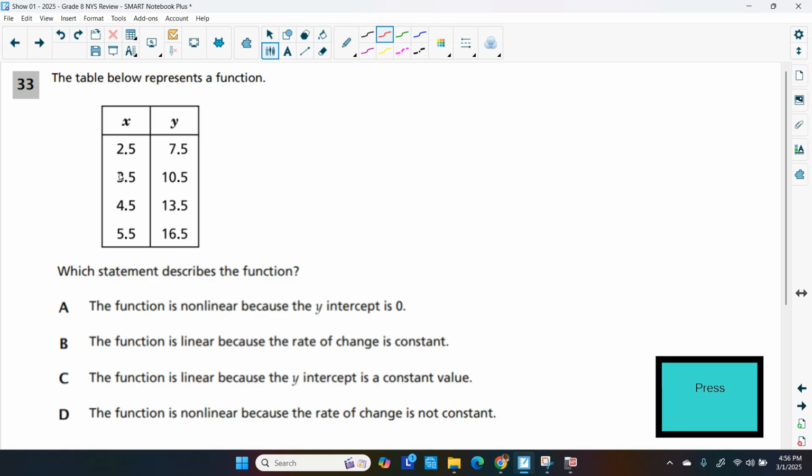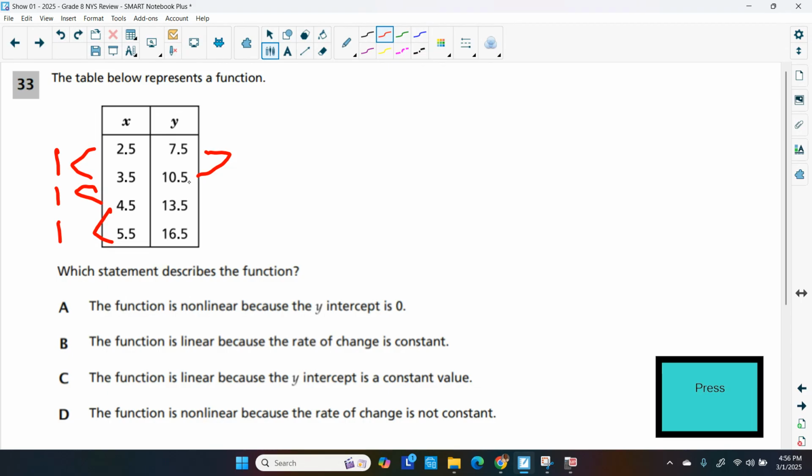So if I go down, I can see what's the difference between these two numbers from 2.5 to 3.5. The difference is 1. And now I go down, the difference between 3.5 and 4.5, again, 1. And the difference between 4.5 and 5.5 is 1. So I notice they have that in common as we go down. What happens as we go down this side?